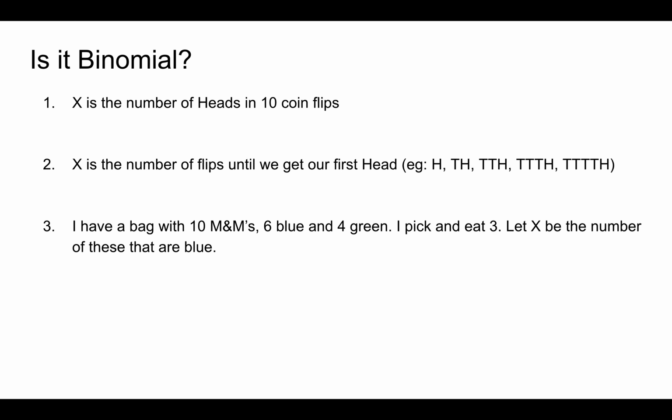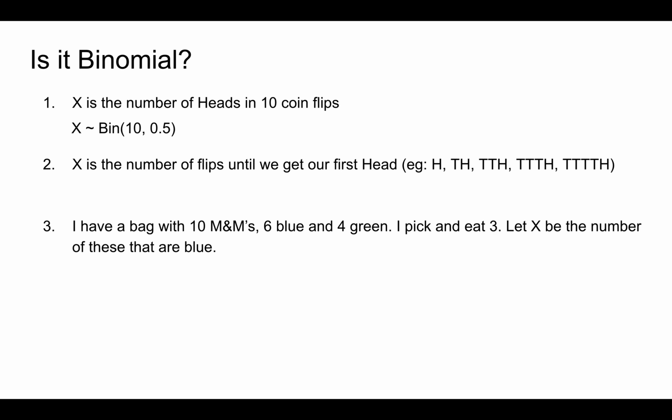Now consider the following scenarios. In each case, ask whether the given random variable x is binomial. First, suppose x is the number of heads in 10 coin flips. This is very similar to the 3 coin flip example, except now we have 10 fixed trials, each trial having a binary outcome, heads or tails, and each trial or flip being independent of the others with an equal 1/2 probability of success. Thus, x satisfies the binomial framework with n equals 10 trials and a probability of success p equals 1/2. That is, x is binomial.